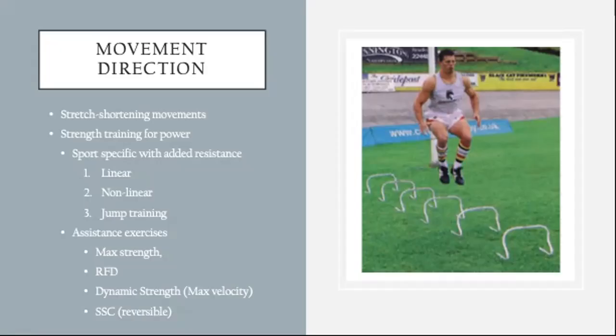So we have to train with added resistance in the linear, nonlinear, and jump training, as well as focusing on our max strength, the rate of force development, dynamic strength, which is max velocity, and our stretch shortening cycle. The proportion of exercise for each of these sport-specific and assisted exercises should be determined individually based on the athlete's current training age and status.